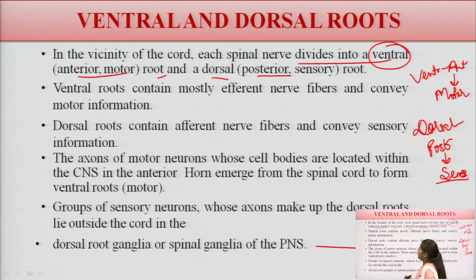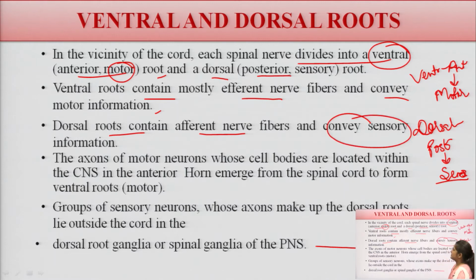Okay. Now the ventral roots contain mostly efferent because it's a motor. Okay, motor is always efferent. So the ventral roots contain mostly efferent nerve fibers and convey the motor information, and the dorsal roots contain the afferent fibers, which convey the sensory information.